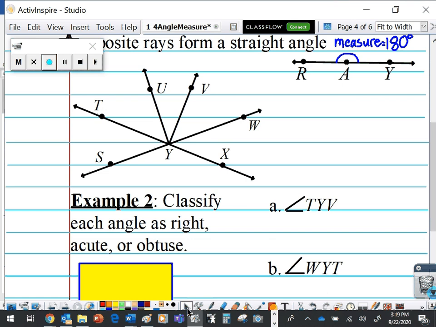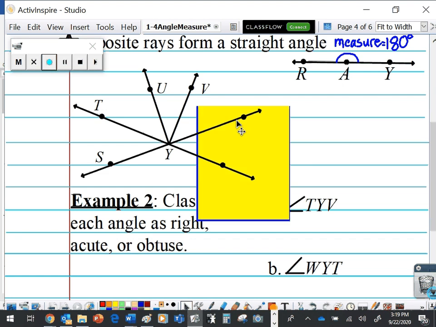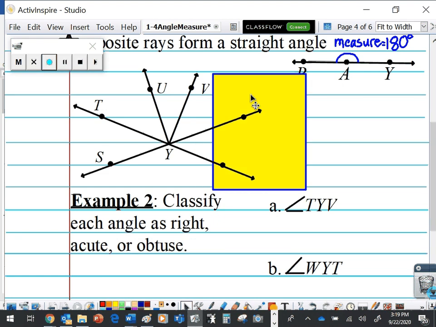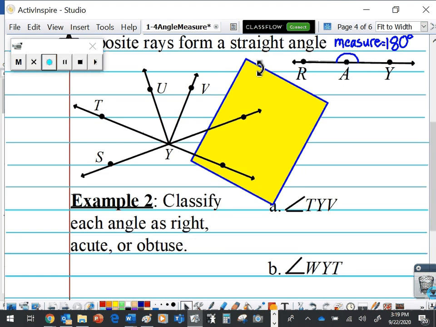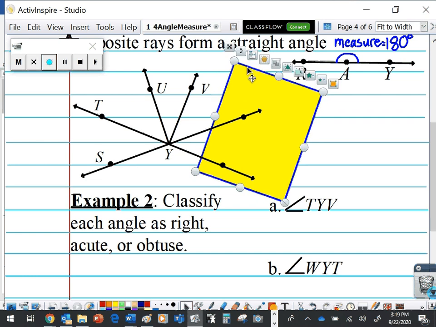So here's what we do. We take a piece of paper. We use one of those factory corners, and we put that in the vertex of the angle. And that will help us tell whether it's exactly 90 degrees, whether it's less than 90 degrees, or greater than 90 degrees. So for this first example, they want us to measure angle TYV.